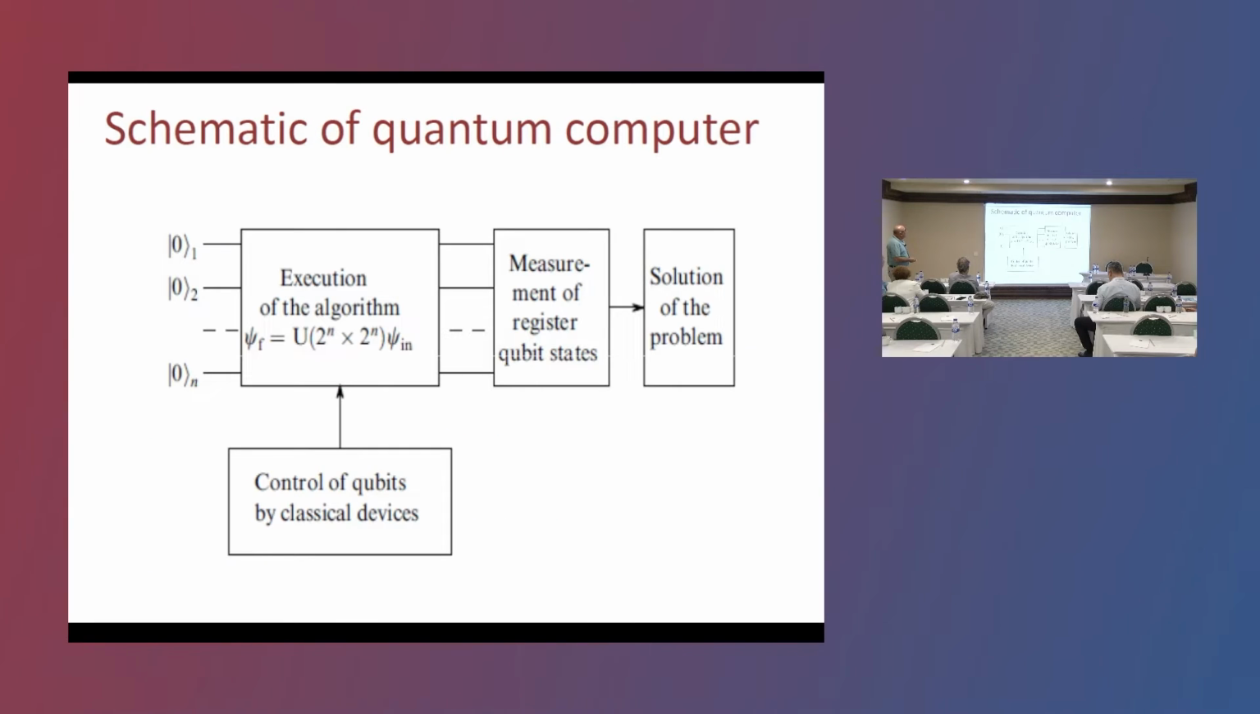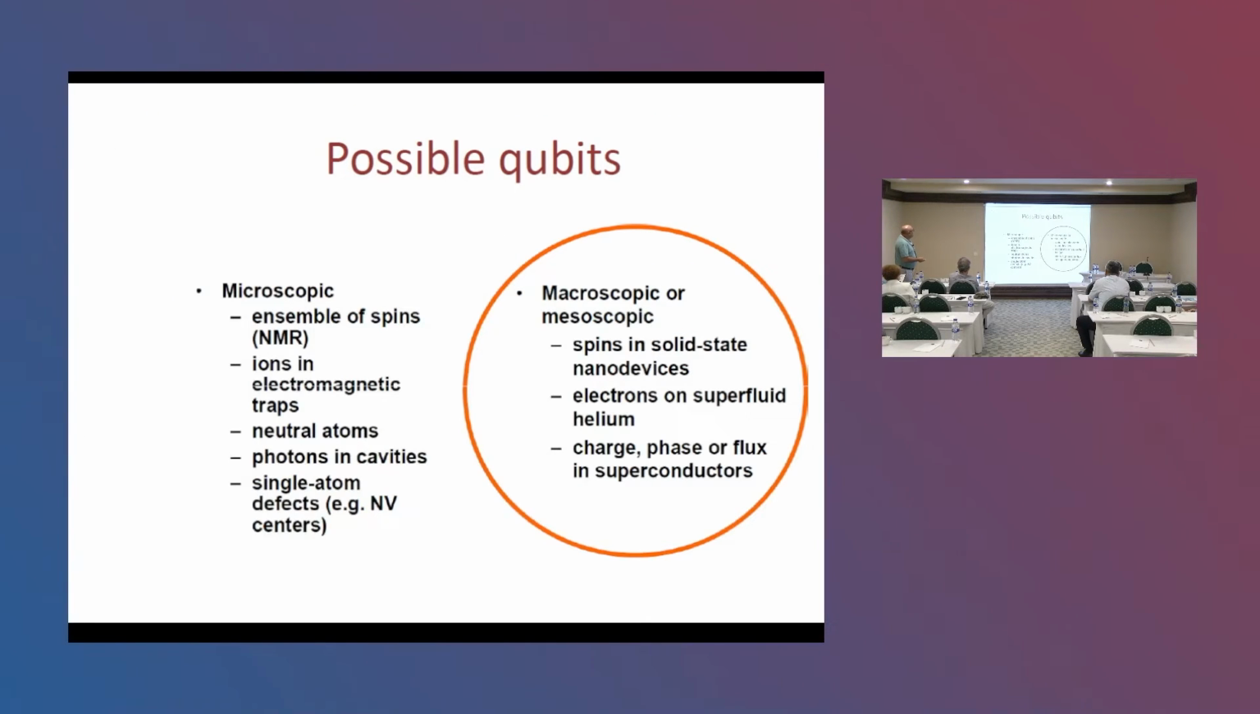And here I also present a schematic of quantum computing. As you can see, quantum computing is a quantum mechanical system embedded in a classical environment, and here we use algorithms, that is unitary transformations of the wave functions of qubits, and the result can be measured, and as a result we can find a solution of the problem. And here I also present possible qubits, and there are microscopic and macroscopic.